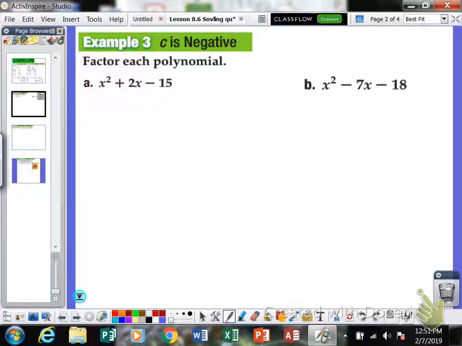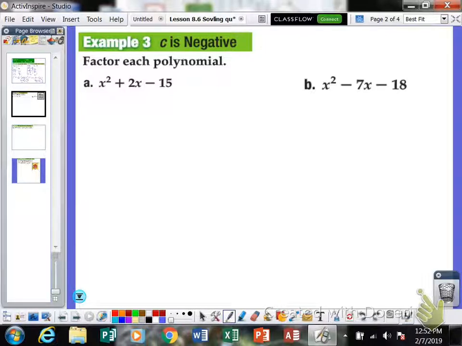Alright, let's look at our next two examples. This is where our c is negative and our b can either be positive or negative. So in our first one, we have x squared plus 2x minus 15. Our b is positive here, and our c is negative.